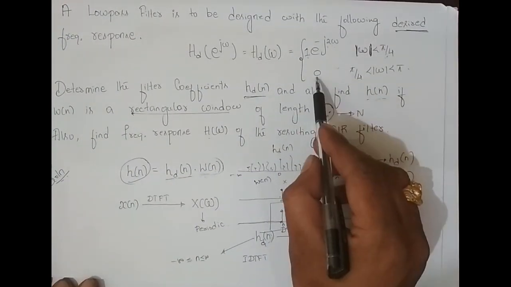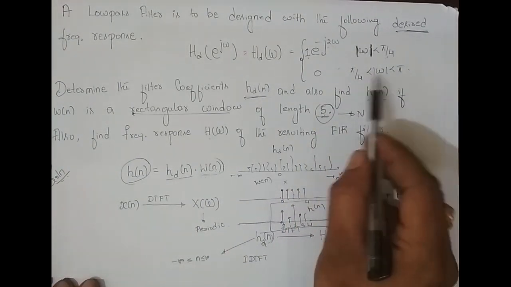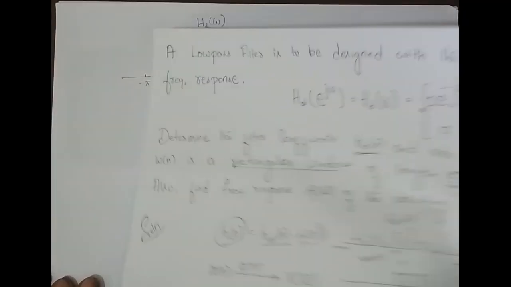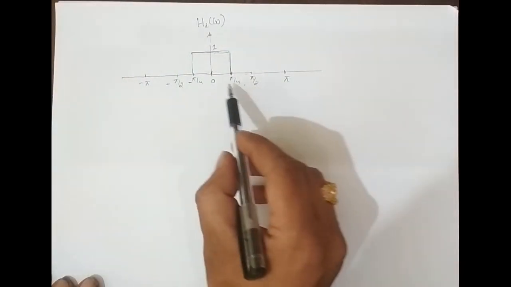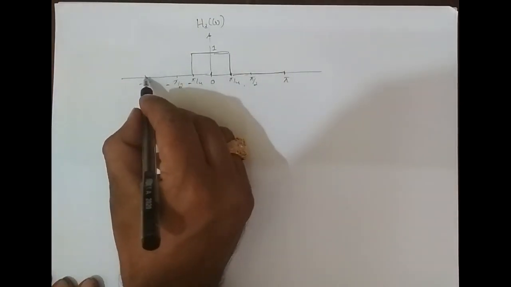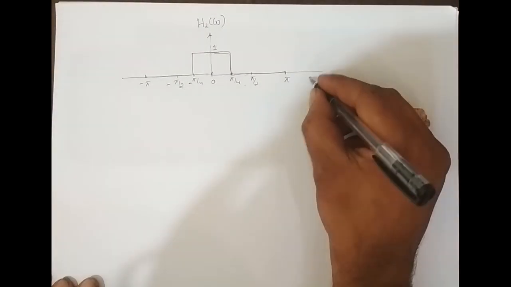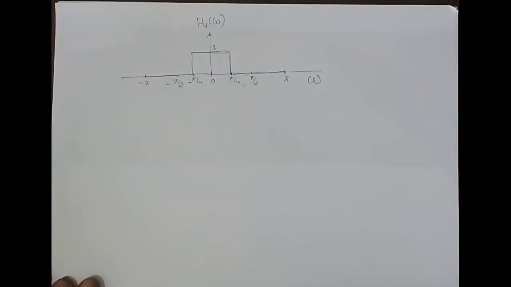And it is 0 for magnitude of omega in between pi by 4 to pi. Again I have to consider both the positive as well as the negative side. So pi by 4 to pi, it is 0 in the positive side, and also in the negative side, pi by 4 to pi it is 0. Fine. So this is omega.